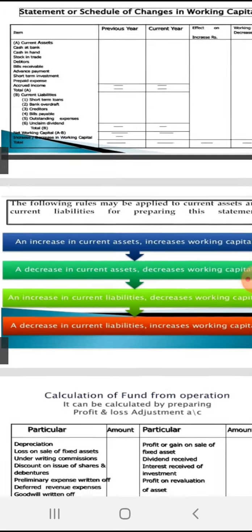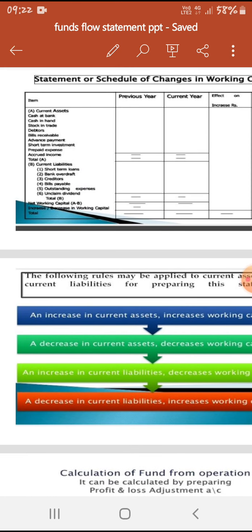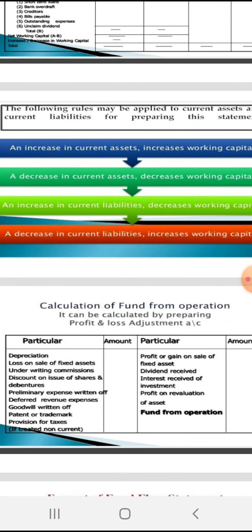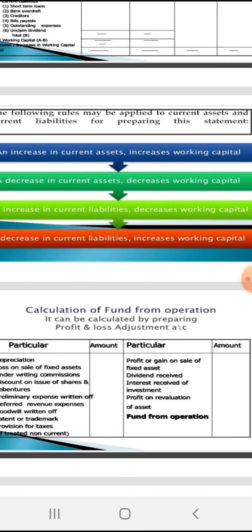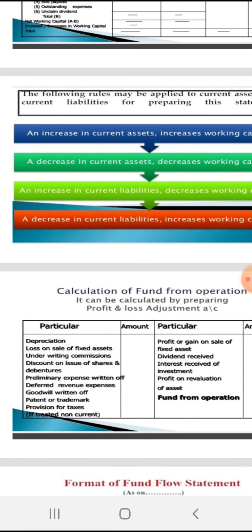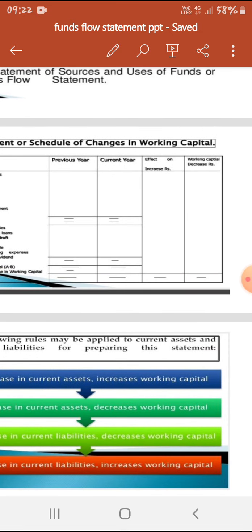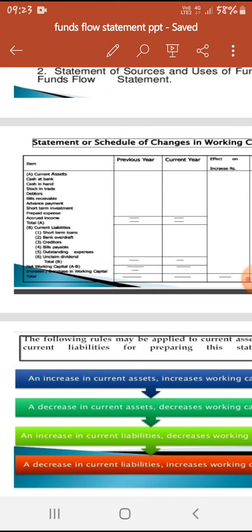Before seeing the statement, let us know the rules of the schedule of change in working capital. First rule: an increase in current assets will be shown in the schedule as increasing working capital. A decrease in current assets will be shown as decrease in working capital. An increase in current liability will be shown as decrease in working capital, and a decrease in current liability will be shown as increase in working capital. Now these four rules will be followed in the schedule of change in working capital for showing its effect on working capital.